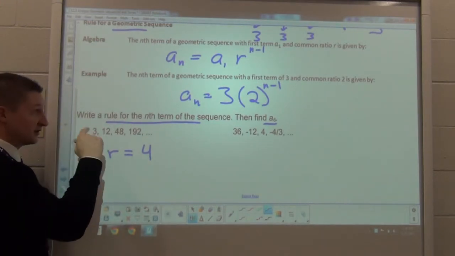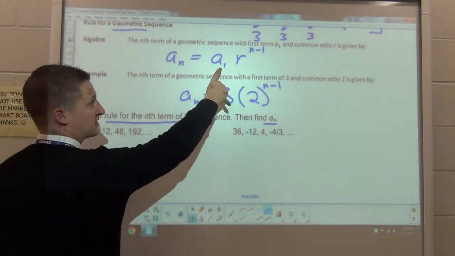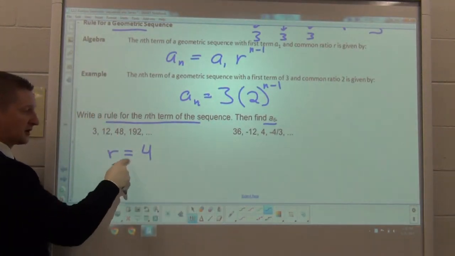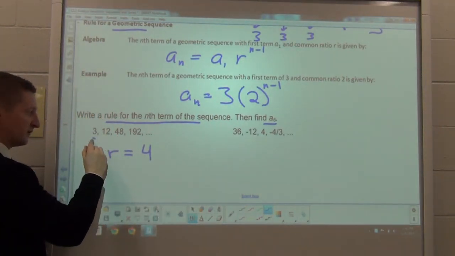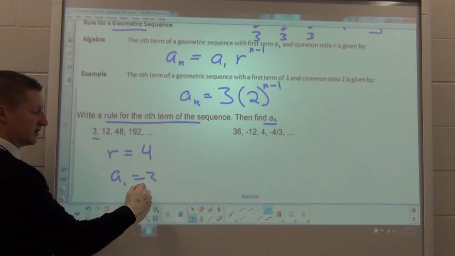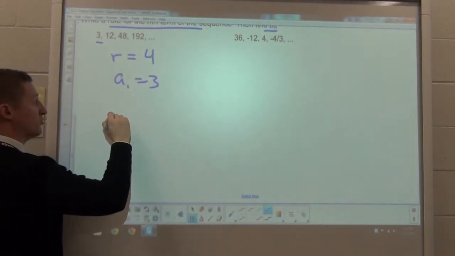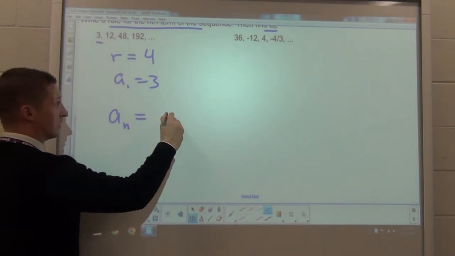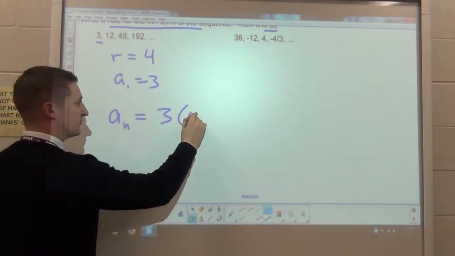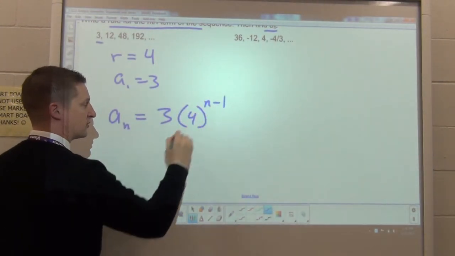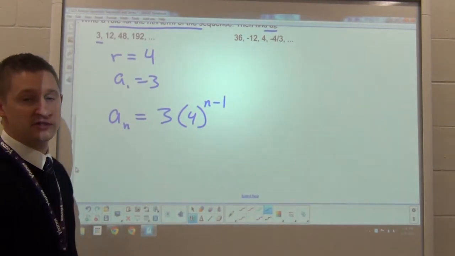Now, the other thing I need to know as I write this, notice there's 2 things. I need to know the first term and the common ratio. Common ratio was pretty easy to find. First term is even easier to find. It's 3. If I know those two things, I can go ahead and write my rule. My rule will be, for the nth term, 3, the first term, times 4, the ratio, raised to the n minus 1 power. That's it. Nothing else to do to simplify it.